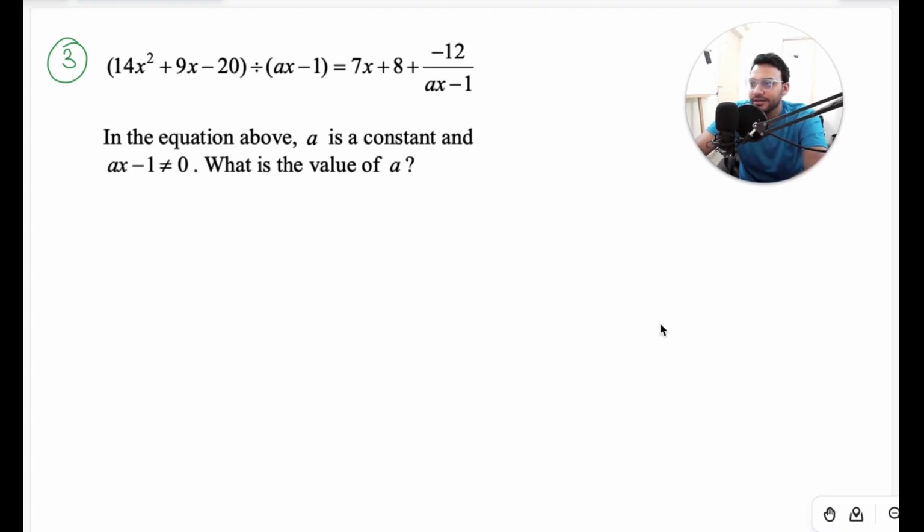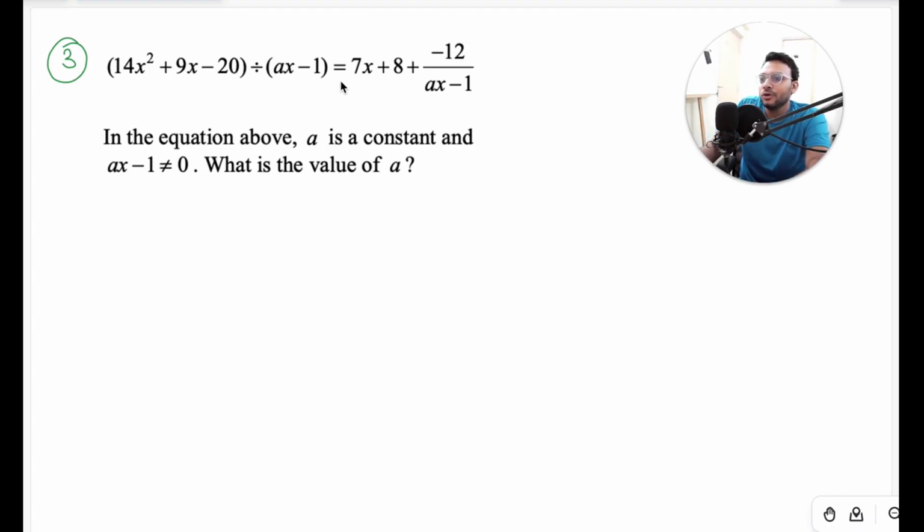So on the left hand side you can see that there's a quadratic expression that is divided by a linear expression ax minus 1. On the right hand side we can see the answer to this division. Basically 7x plus 8 is the quotient plus negative 12 over ax minus 1, that means negative 12 is the remainder. So we have to figure out the value of a from here.